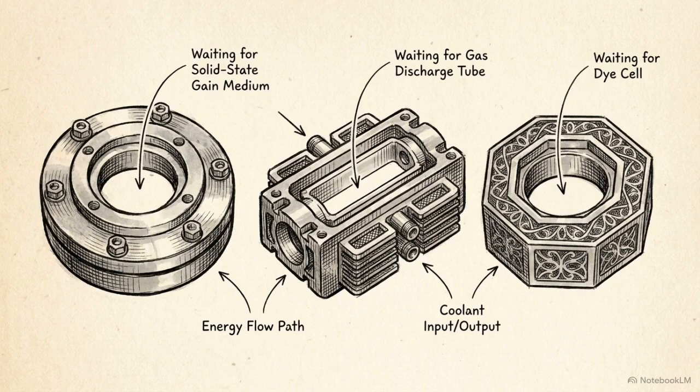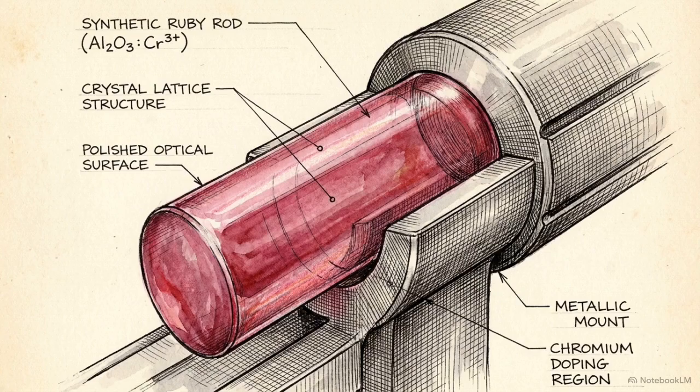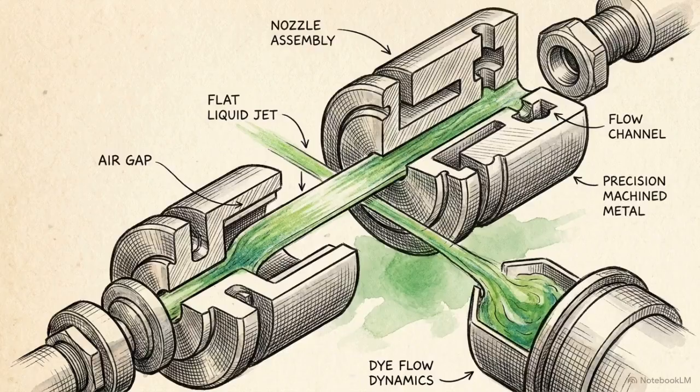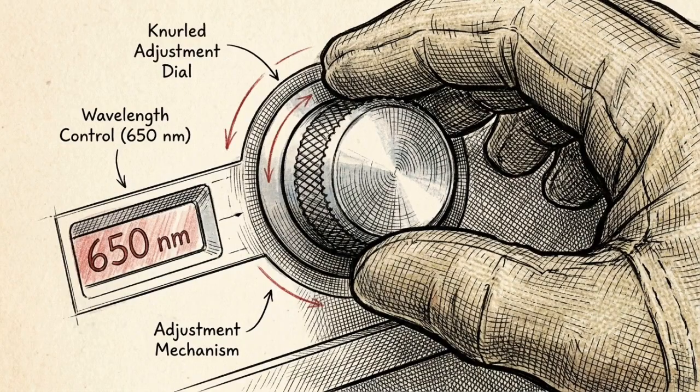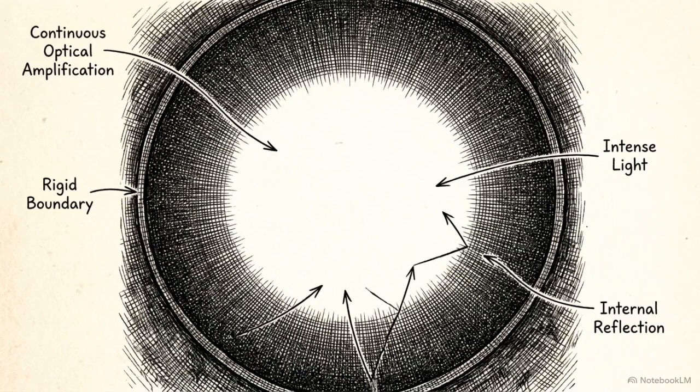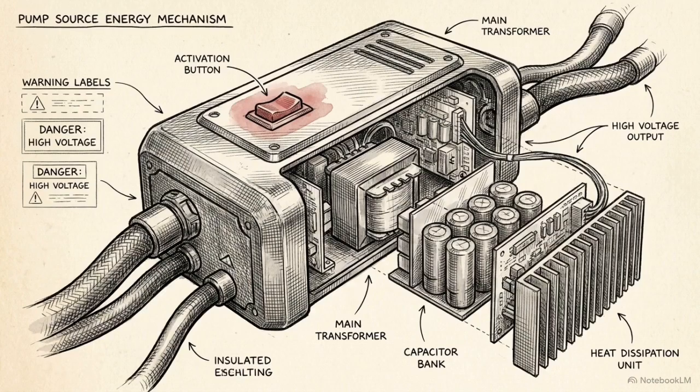Depending on the design, this gain medium can take several physical forms. It could be a solid-state crystal, a glass tube filled with gas, or a flowing liquid dye that allows you to tune the specific wavelength. The gain medium you select dictates exactly how efficiently your laser can be forced into that state of continuous optical amplification. Now we apply the first component on our workbench, the energy source.